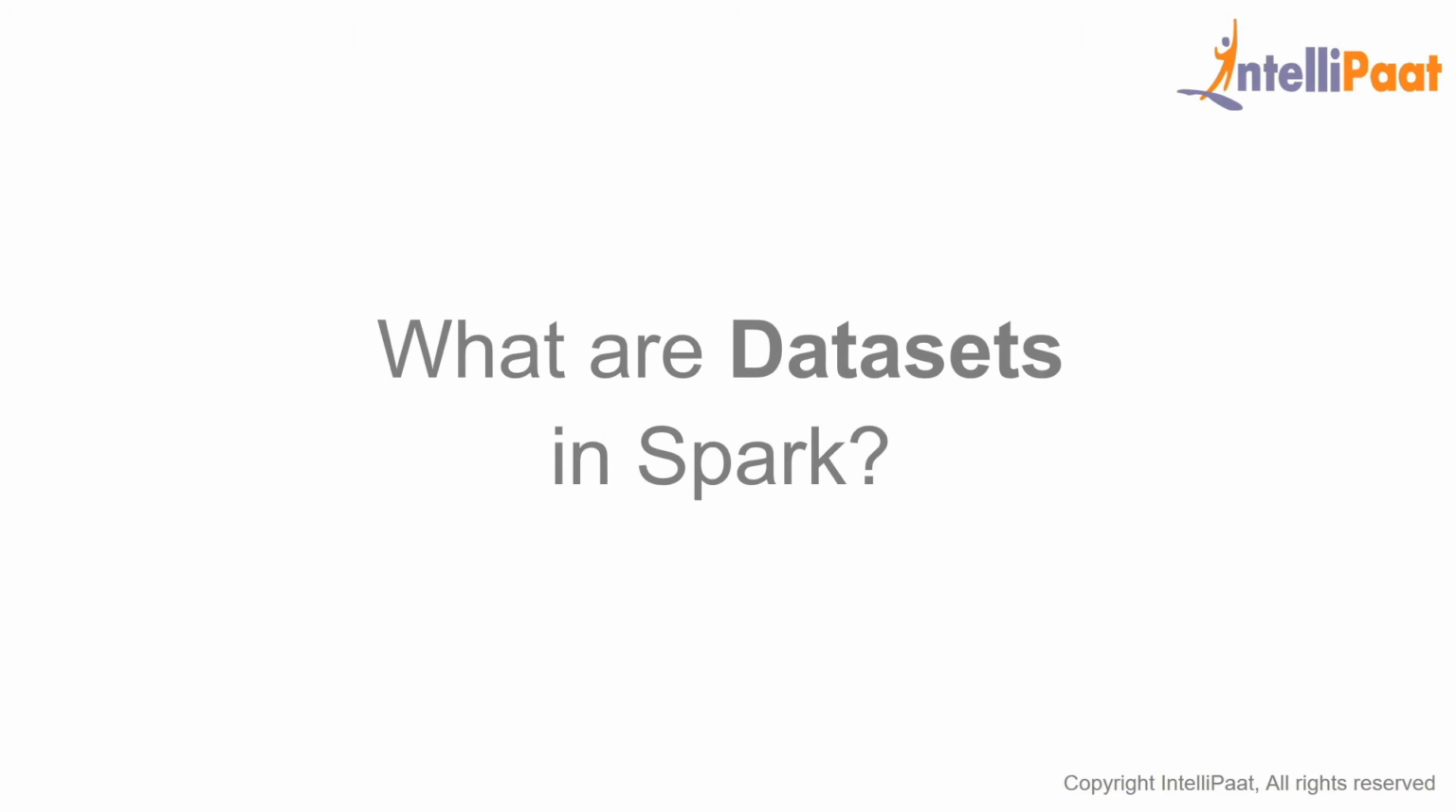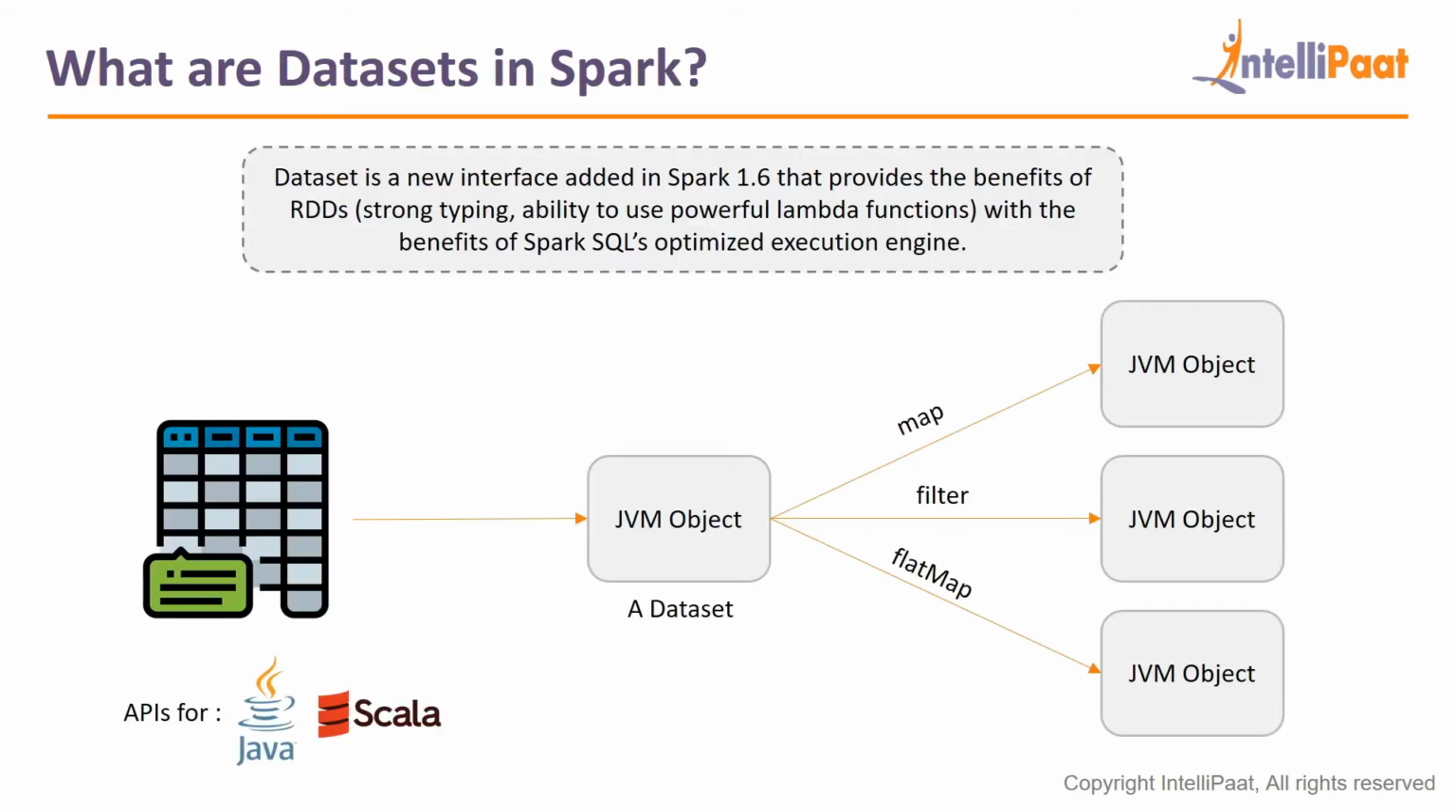What are data sets in Spark? So datasets are a new interface that were added in Spark 1.6, and they provide us with the benefits of RDDs, which would imply that there is strong typing capabilities and we can use Lambda functions on these datasets. And the benefits of Spark SQL's optimized execution engine. So what this basically means is that whenever we have raw data, we can essentially convert that data into a JVM object, and that JVM object is called a dataset.